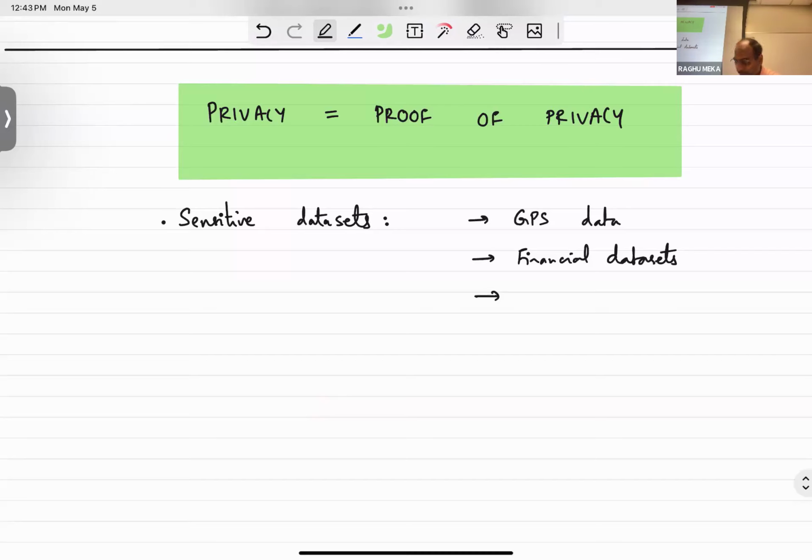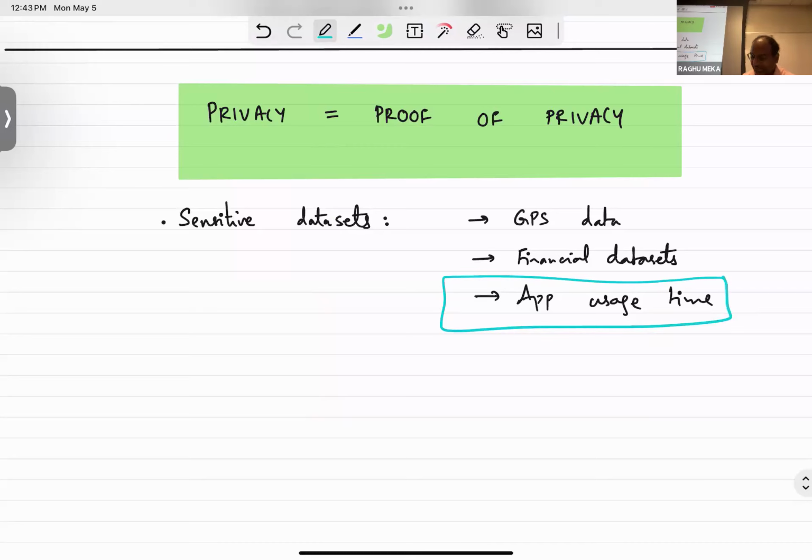Sorry, app usage time. In fact, that's a very... this one at least, theory has caught up to practice. We'll talk about that later. Apple implements some of these things which guarantee privacy for app usage time and other statistics that they collect. Okay. What else?